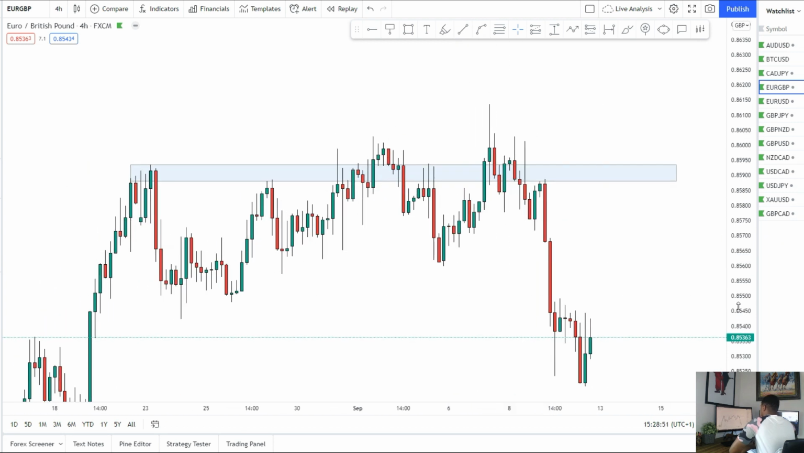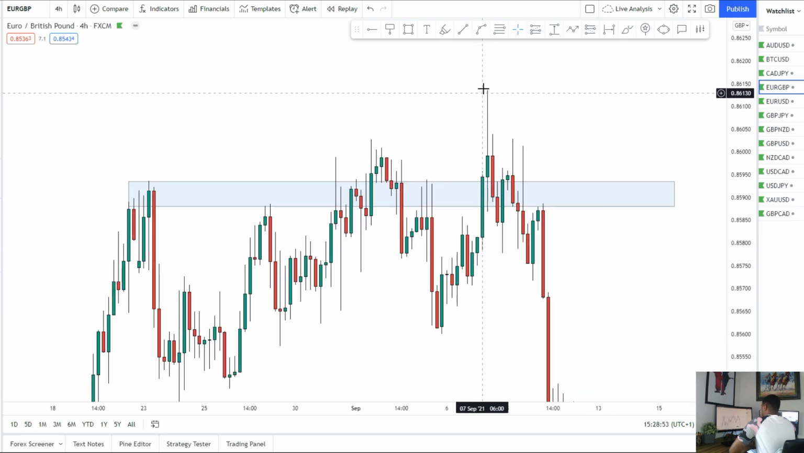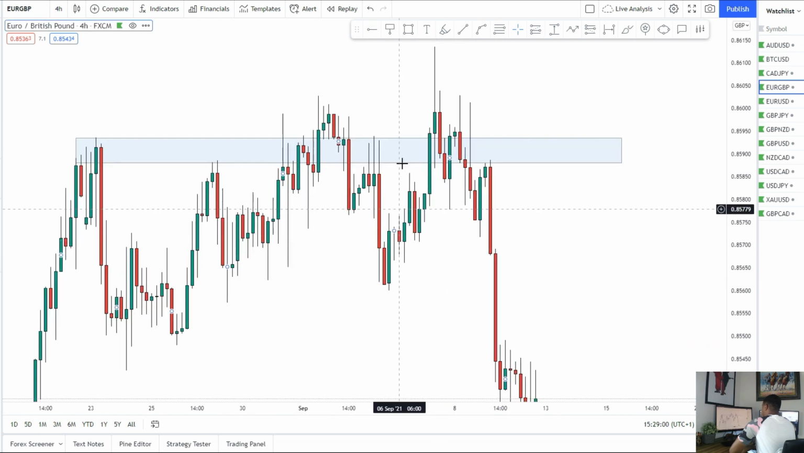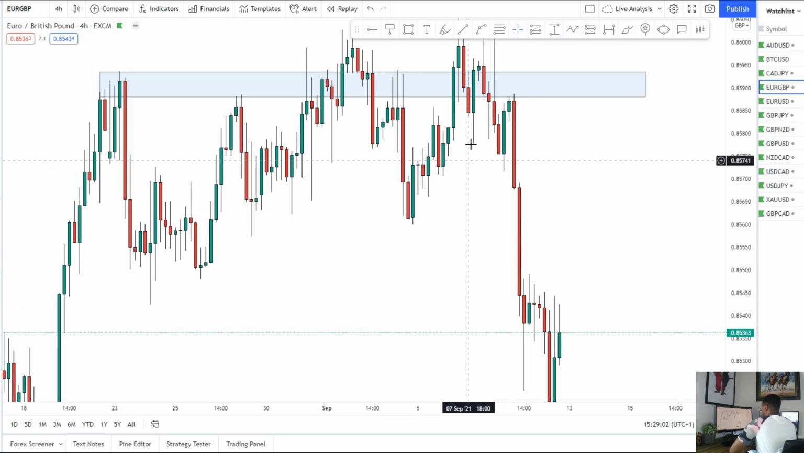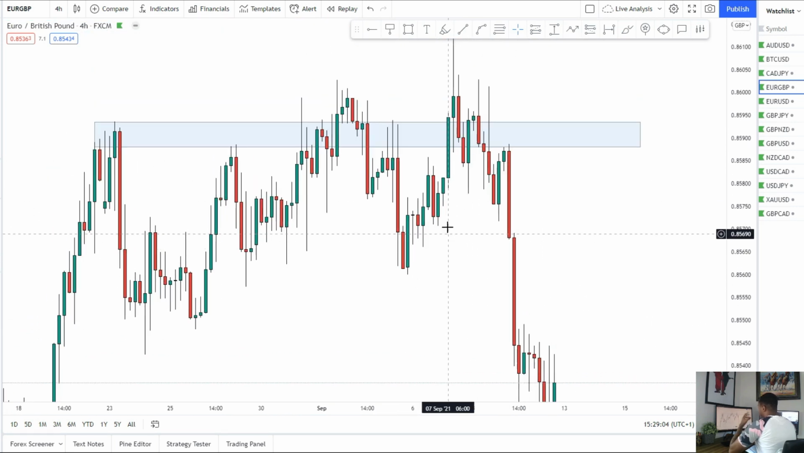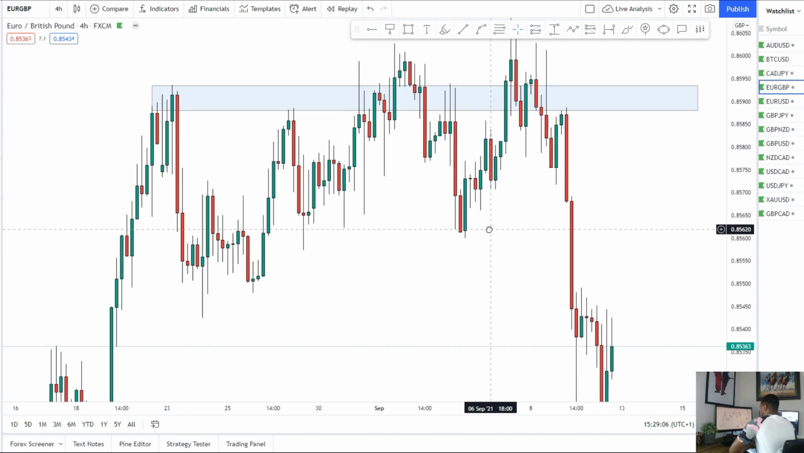We did see some false breakouts there, as you can see. Big wick to the upside, definitely taking out a lot of people on those selling opportunities. A lot of stop losses above here would have been taken out, and eventually we saw the dump to the downside. So we did see a nice sell off from that level, except we did have that false breakout, of course.